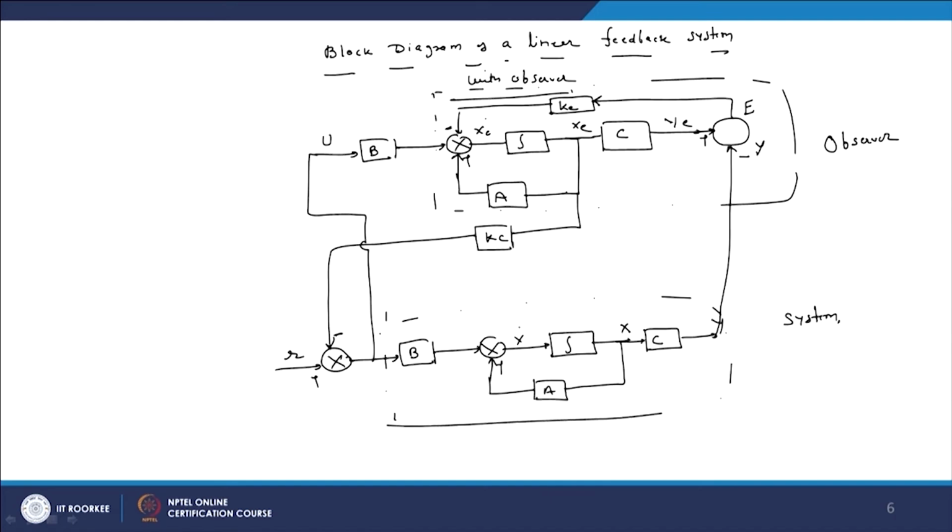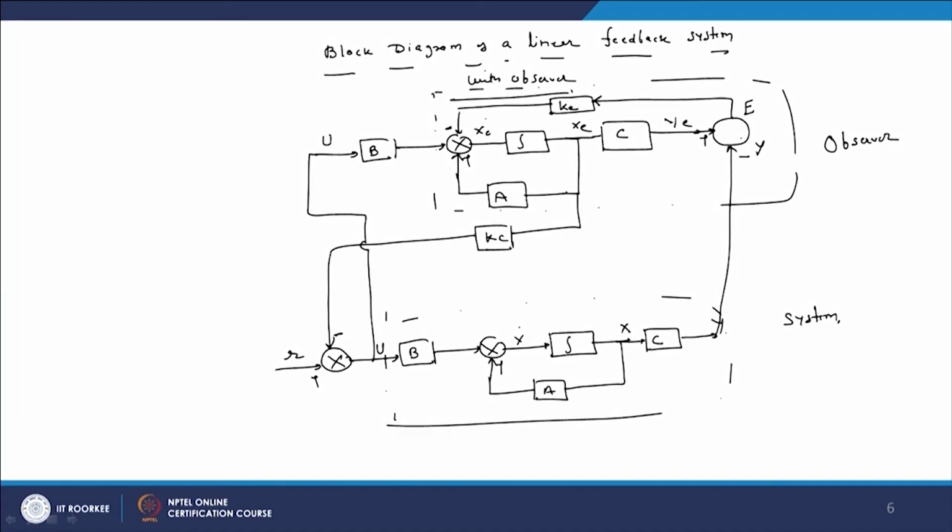The input u is common here, and this xc goes through kc. This kc is the controller of the actual system, and this k is the controller for the observer. The main purpose of this k is to reduce the error between y and ŷ. So now this is the complete diagram of a linear feedback control system with observer.